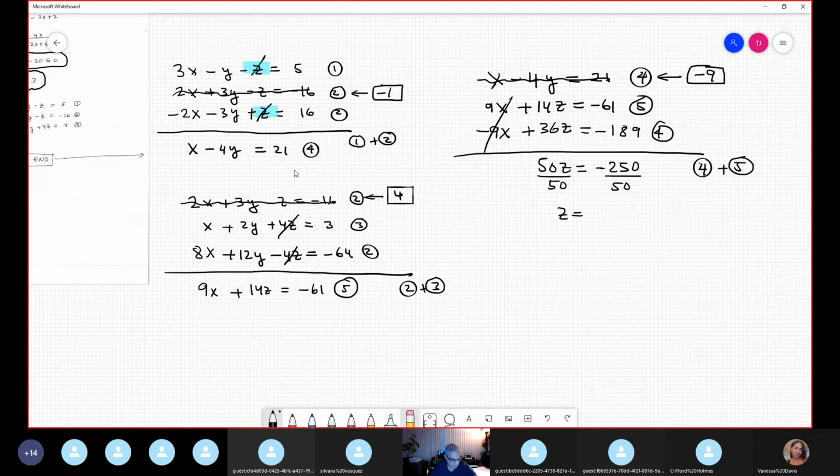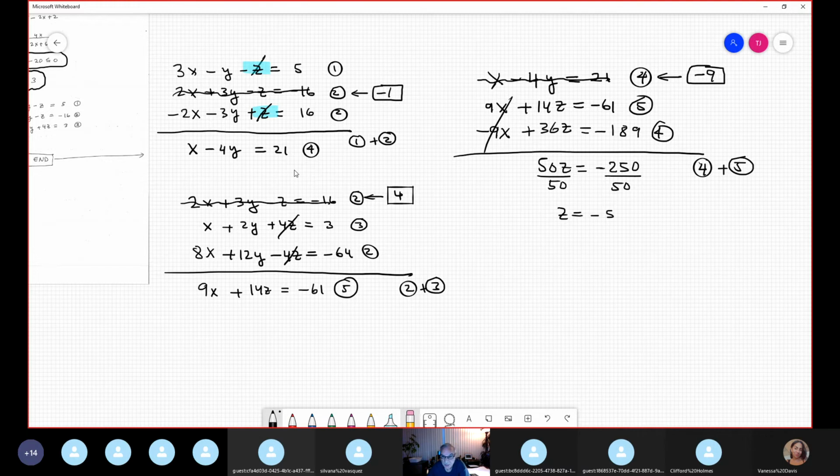¿Es así o es así, no? Es así. Sí, es negative 5. Ajá. Es así. Bien. Negative 5.